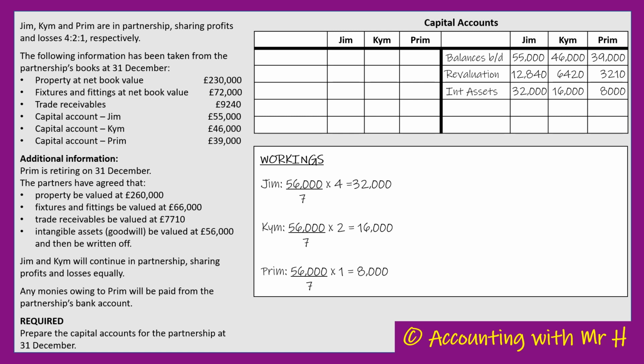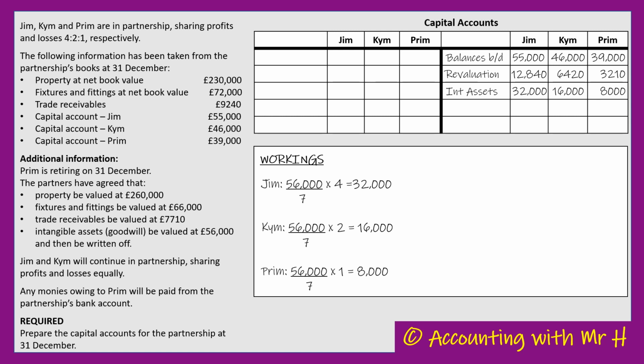Next thing then, if you look back at that bullet point, it says the intangible assets are to be valued at 56,000 and then be written off. And you'll normally see this in these sorts of questions. What this is about is that the goodwill figures are very, very subjective. Because no, they didn't actually buy this goodwill. It's just something they've developed over the years that they've been in business, like their brand reputation, things like that.